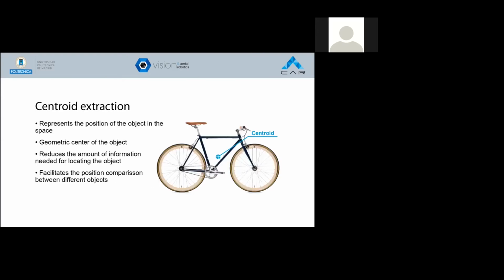So first of all, why do we want to extract the centroid, and what is the centroid for us? The centroid serves as a representation of the position of an object in space. It represents the geometric center of the object, or, as a simplification, the centroid is the center of a box which surrounds the object. One advantage of using the centroid is that it reduces the amount of information we have to store to locate an object in space, and also facilitates the comparison with other objects, especially in terms of distances.